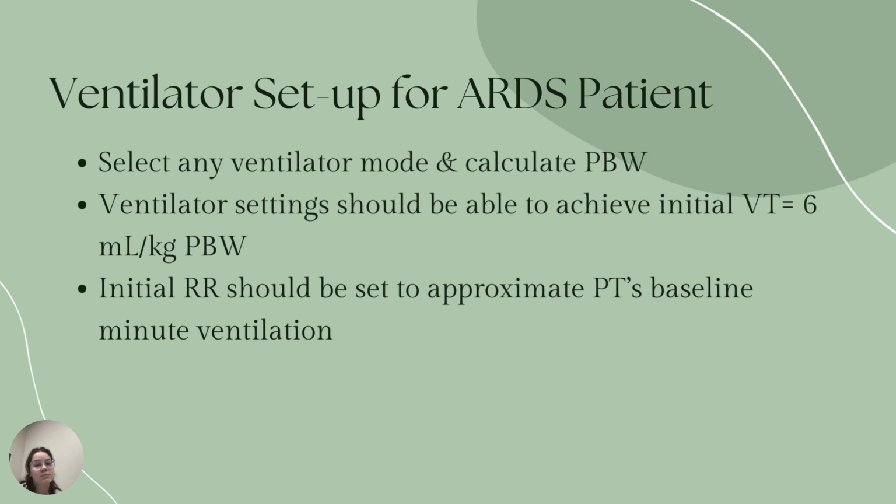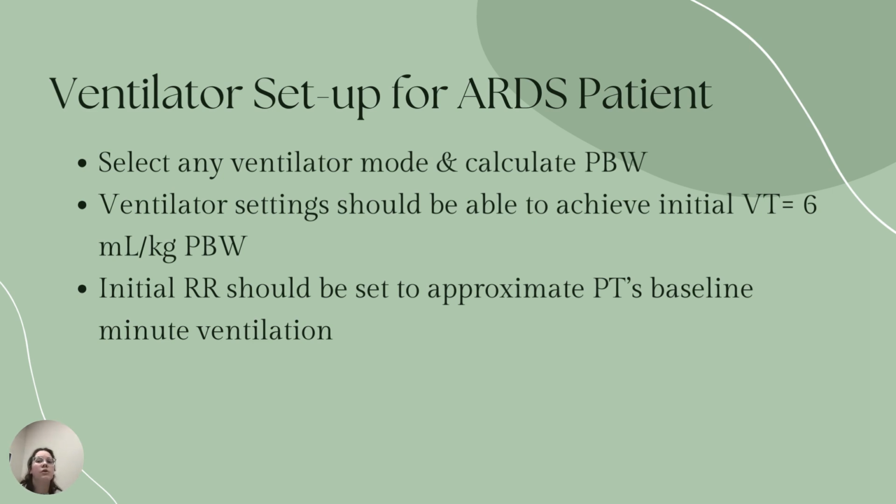And then initial respiratory rate should be set to approximate what their baseline minute ventilation was. Whatever they were doing on their own or whatever they were doing before you started making these adjustments, you are going to want to try to match that with their respiratory rate, but you don't want to go above 35.